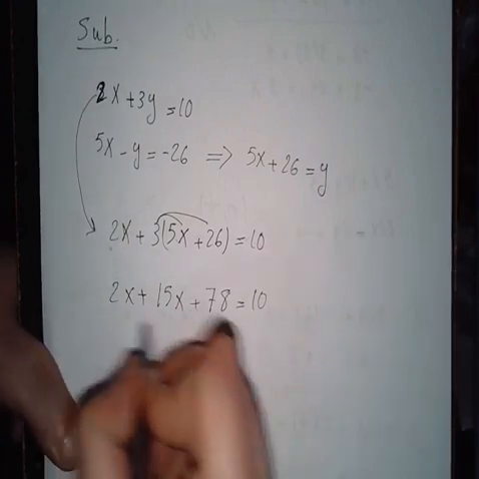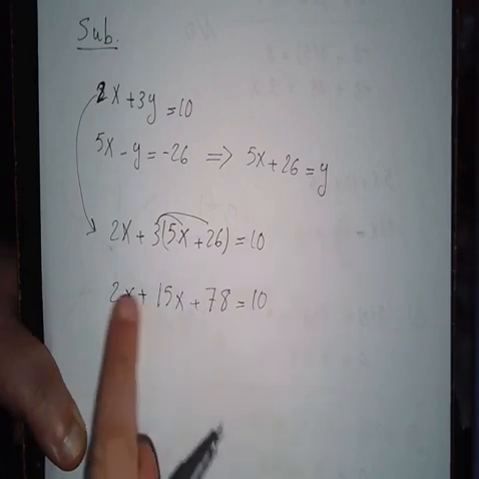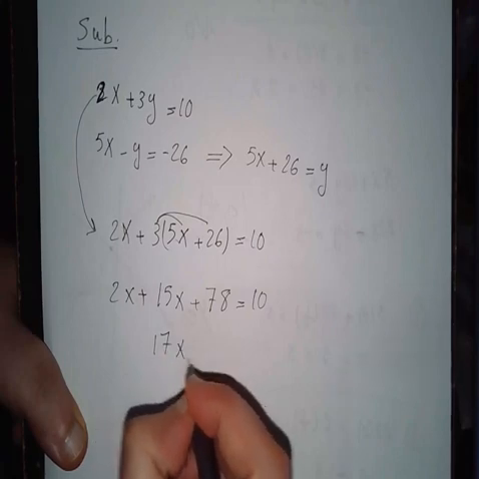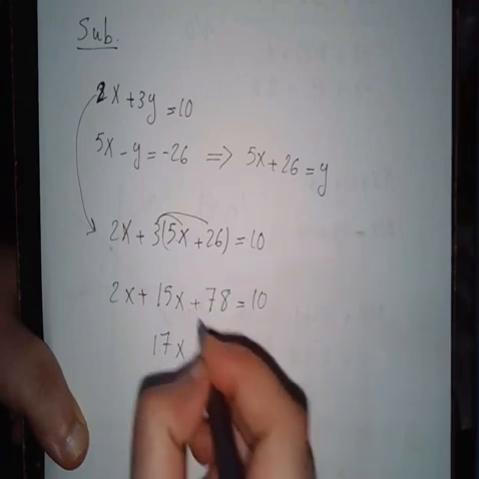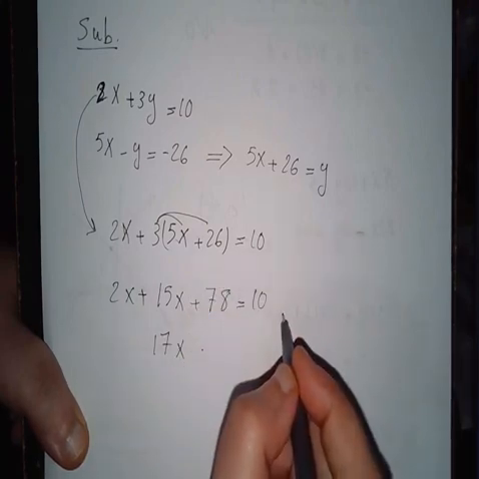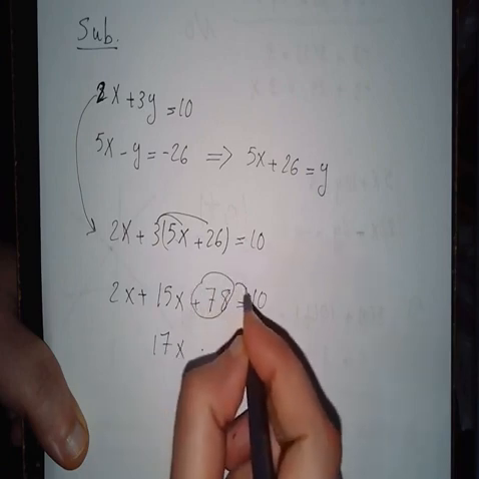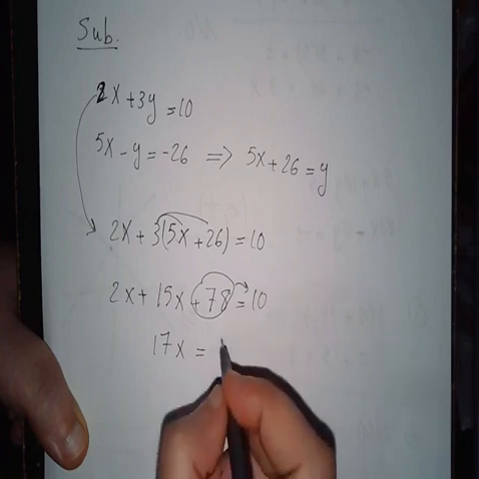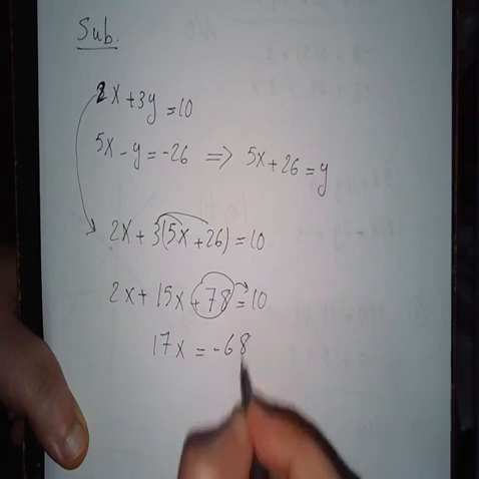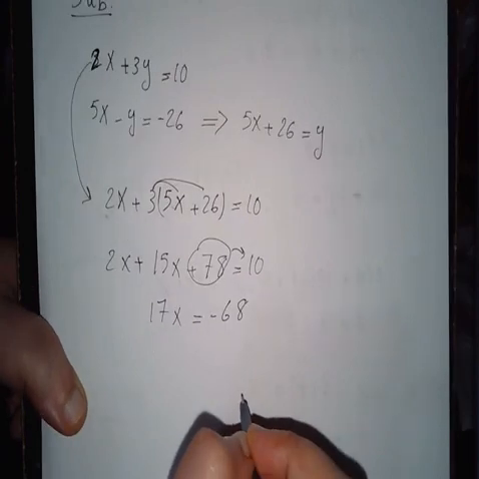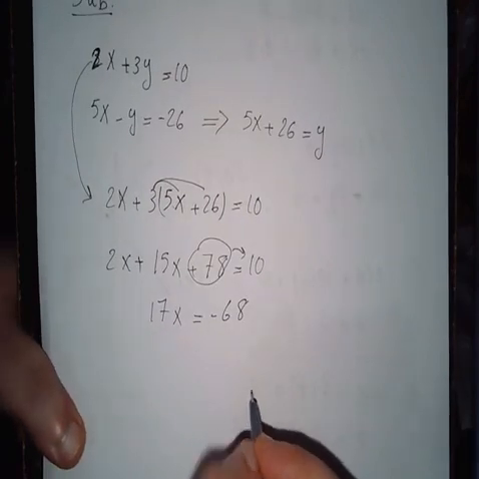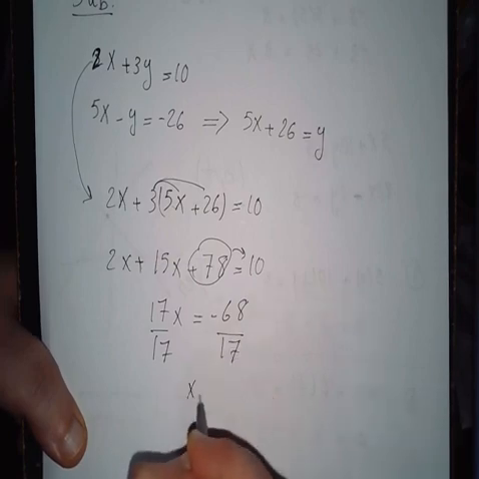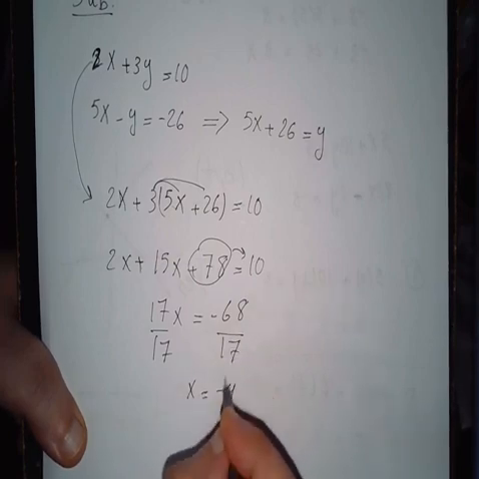Now, these two values are x's. So 2x plus 15x is 17x. And this right here is a number, so I can move it to the opposite side, right? So 17x equals negative 78 plus 10, which is negative 68. Yeah? So divide by 17, divide by 17, and x is negative 4.